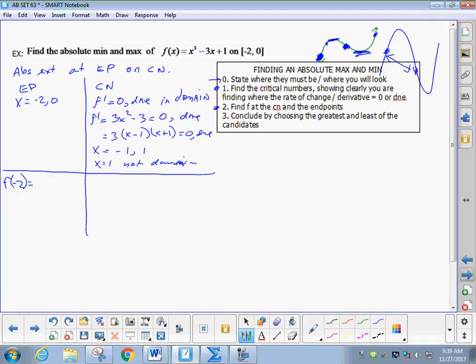I want to know what is the y value at -2. At -2, I get something like -8 plus 6 plus 1, which is -1. At 0, the y value is +1. I kind of know by picture, but I'm going to gather the evidence anyway. I also want to know what is the y value at -1. F at -1 is -1 plus 3 plus 1, or 3.